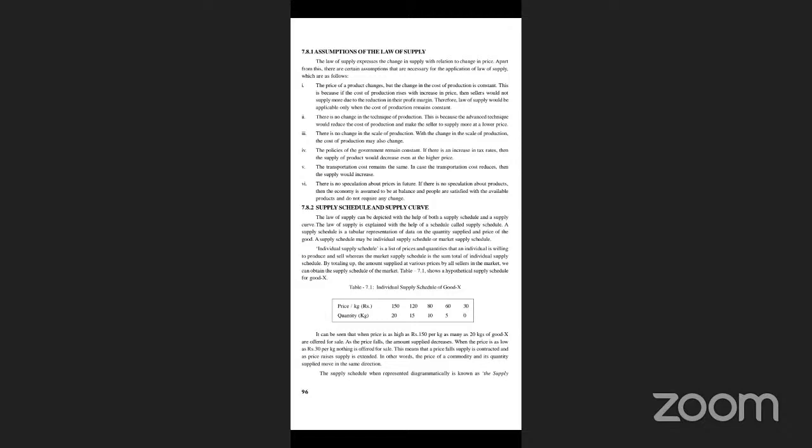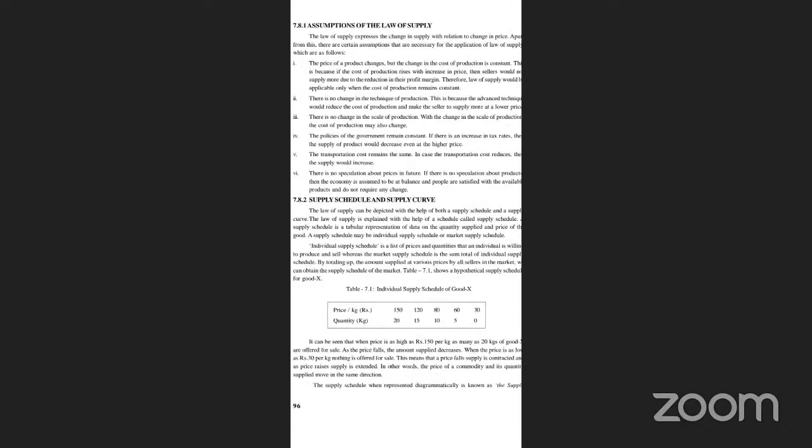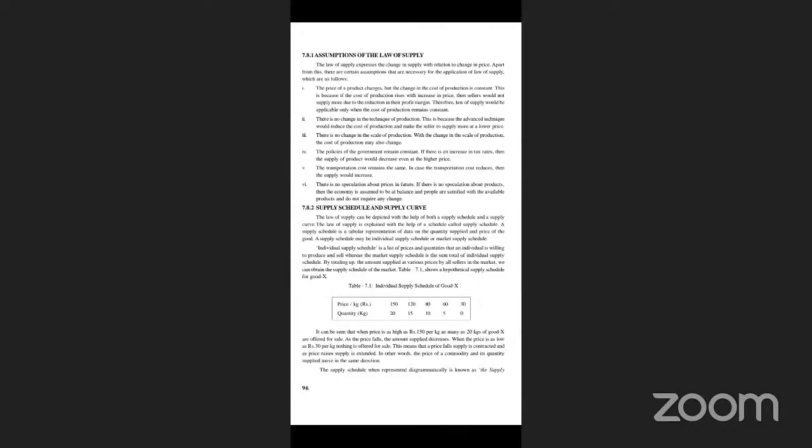So with these assumptions, we draft the law of supply. And the supply schedule you can see here includes price and quantity. Suppose the price is 150 rupees, quantity supplied is 20. Then if the price comes down to 30, the quantity supplied is 0. That means when the prices are lower, the quantity supplied is also lower. That means the law of supply is having effect.